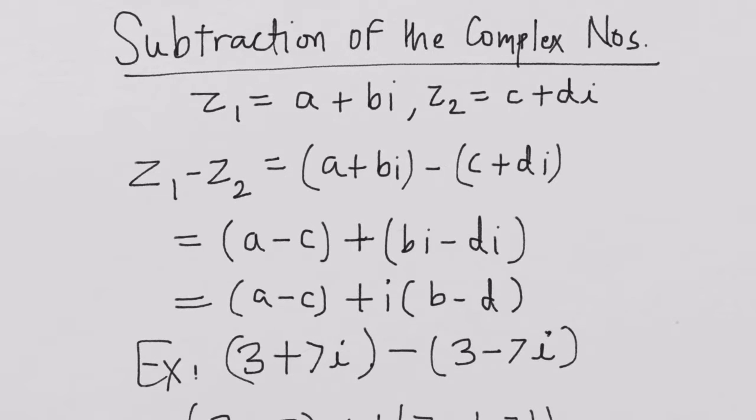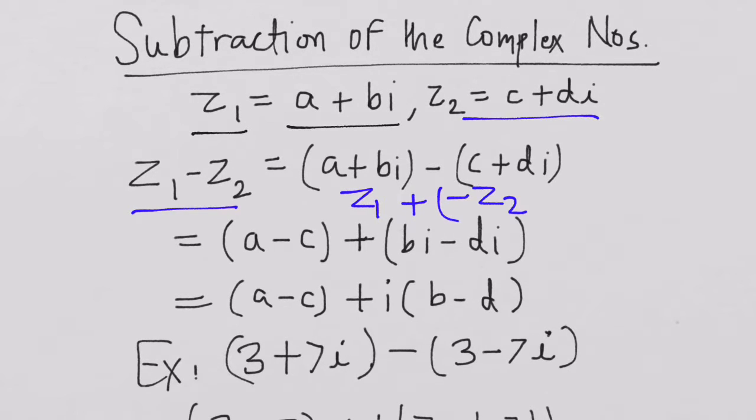Then we come to the subtraction of complex numbers. Subtraction of complex numbers is nothing but the addition of one complex number to the negative of the other complex number. So if z1 is given as a plus b iota and z2 is given as c plus d iota, z1 minus z2 is actually z1 plus minus z2.